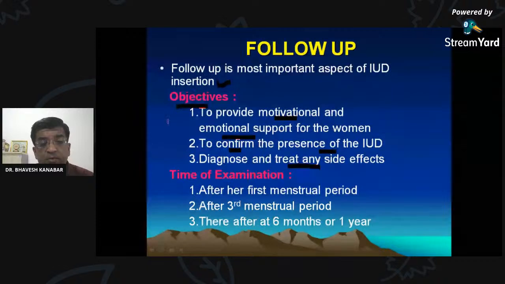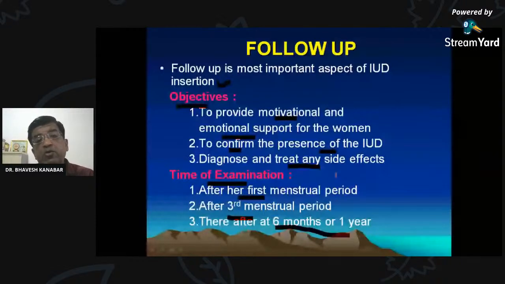And to diagnose as well as to treat any side effect related to these devices, there can be some initial bleeding because of the presence of the device, or there can be abdominal pain. So to diagnose the condition related to that, at the time of examination after her first menstrual period, she can be called for the first follow-up. Then after the third menstrual period, and thereafter 6 months to 1 year, every 6 months she can be called for follow-up.